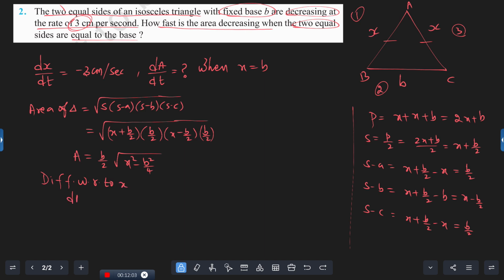So what I am getting is dA divided by dt is equal to b, a multiplying constant, let it be as it is. The root when you differentiate, you will be getting 1 divided by 2 into square root of x square minus b square divided by 4, multiplied by the derivative of the inside: x square differentiates to 2x into dx divided by dt, minus the constant, which differentiates to 0. That's it. You have to simplify this.